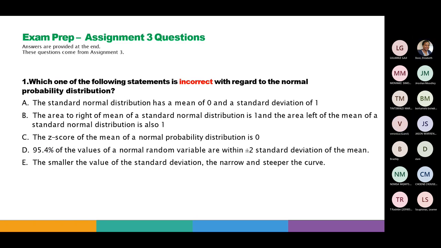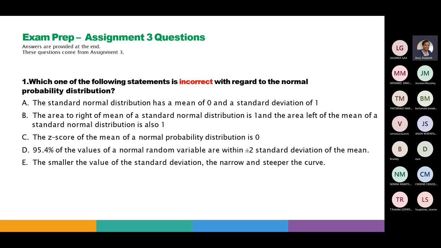C, the z-score of the mean of a normal distribution is 0. D, 95.4% of the values of a random variable are within 2 standard deviations of the mean. And E, the smaller the value of your standard deviation, the narrower or the steeper the curve.